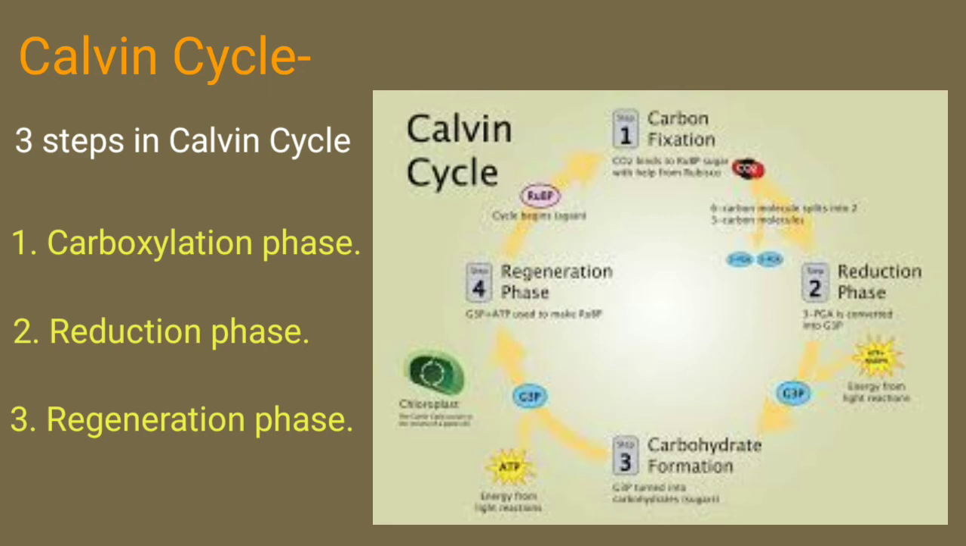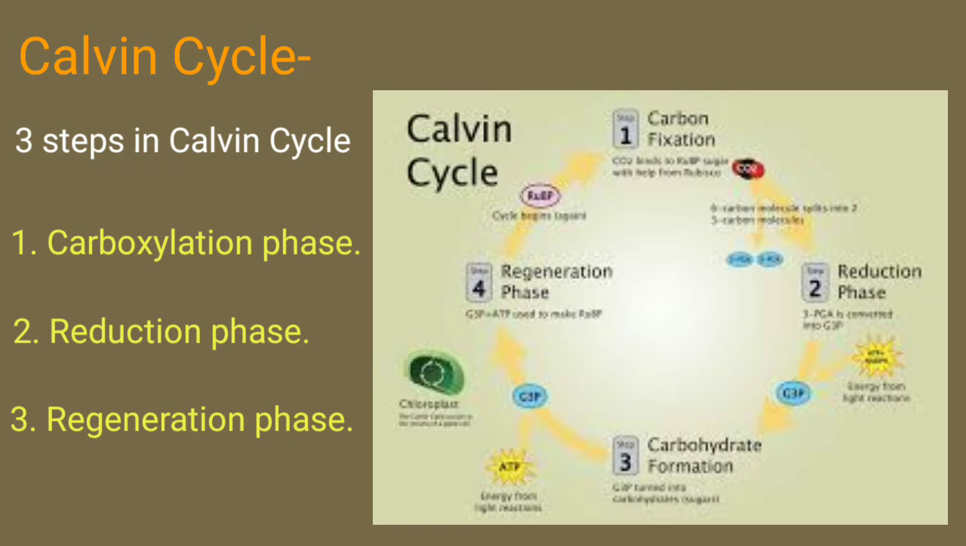So let's start with the reactions that happen in this Calvin cycle. The Calvin cycle is also called the C3 cycle. It can be studied by splitting the complete cycle into three phases: the carboxylation phase, the reduction phase, and the regeneration phase. Let's discuss the first step, that is carboxylation. It is the initial reaction of the Calvin cycle, in which atmospheric carbon dioxide combines with ribulose 1,5-bisphosphate.